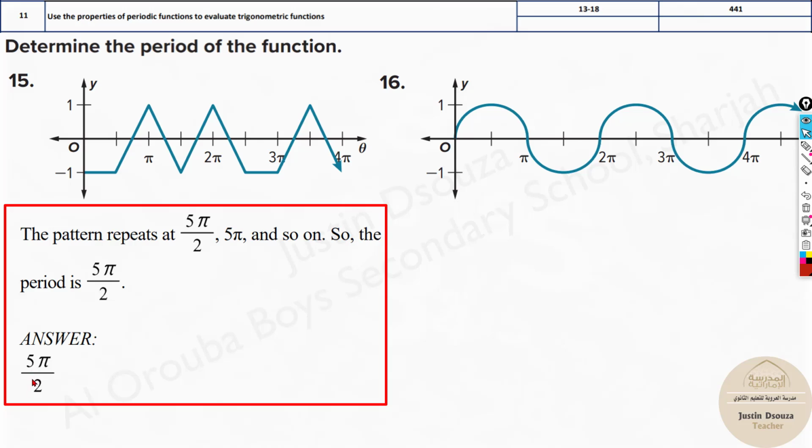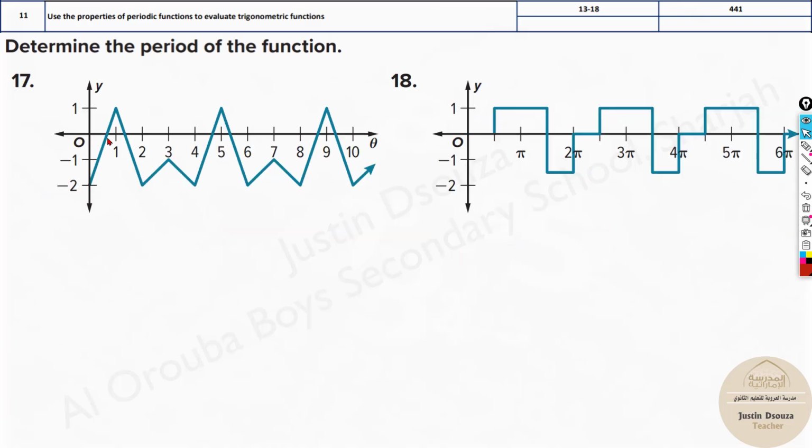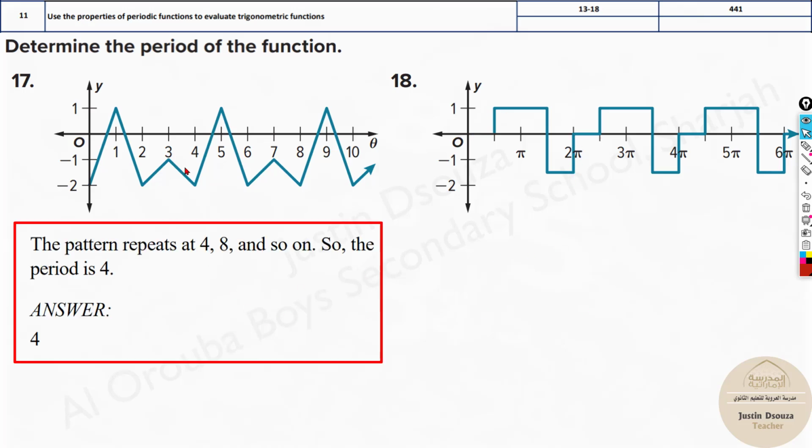So you can see it's 5 by 2. 5 by 2 means it's 2.5. Next would be 5. Here we have 2 pi as the answer. I'm sure you might have guessed it now. Here it's 4 pi and then what happens over here? It's 2 pi. Now this is not in terms of pi, there's just a number. So 4 is the answer, that's it.